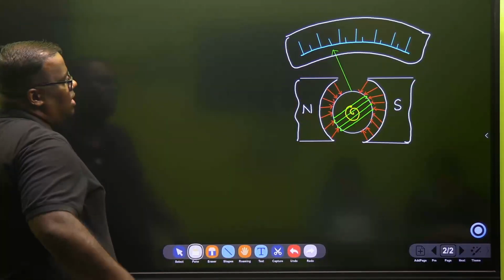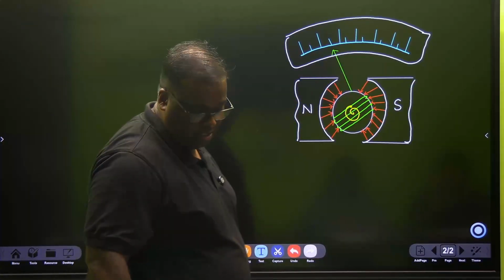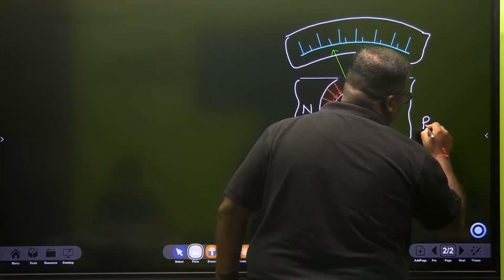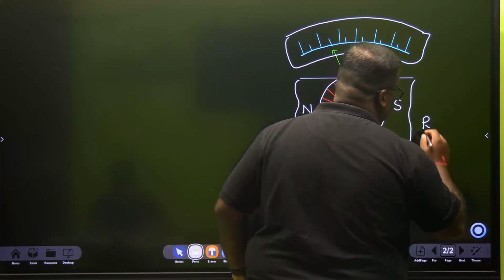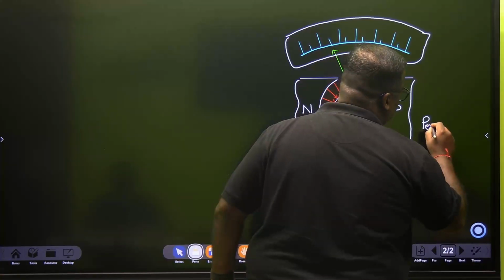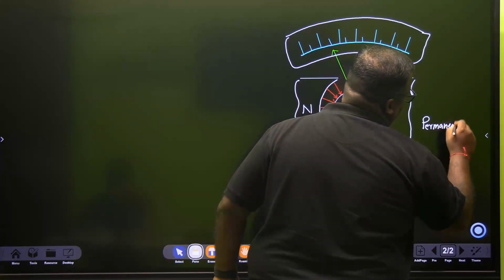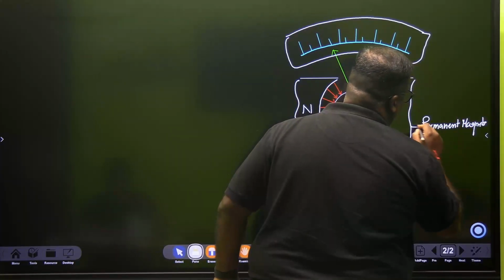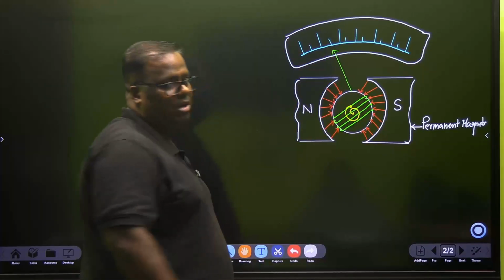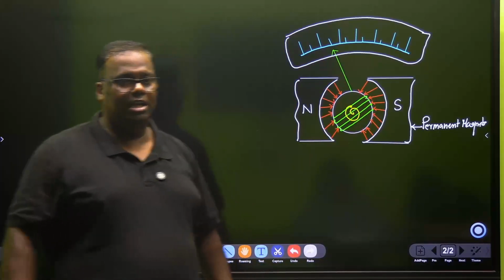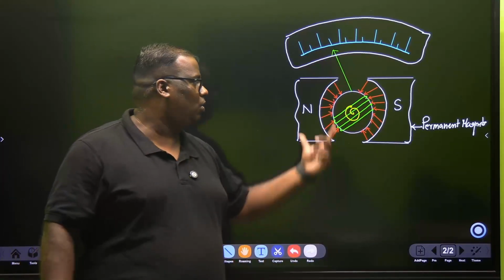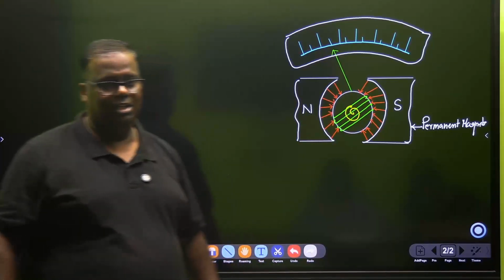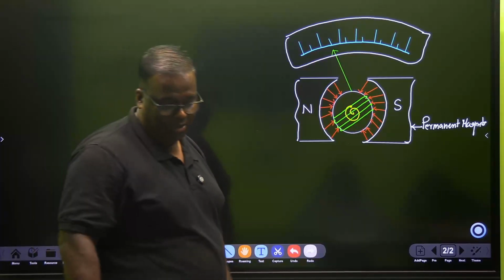So let's label this diagram. These are our permanent magnets. And look at the shape of the permanent magnets. They are given circular so that you can create a radial magnetic field. We'll discuss that. Every time the coil and the magnet should have a radial magnetic field, then only the angle will be 90 degrees and sine 90 will be equal to 1. We'll see why we need that.